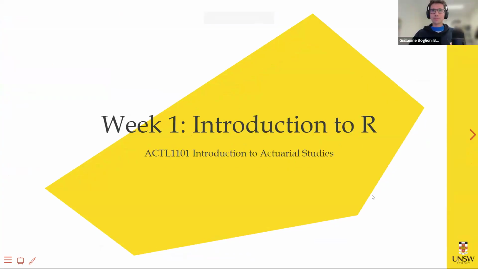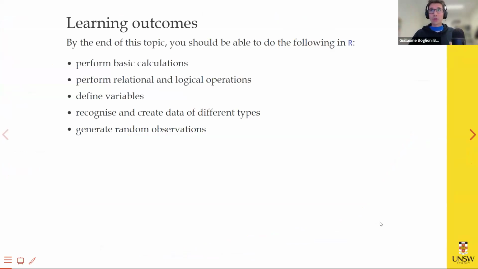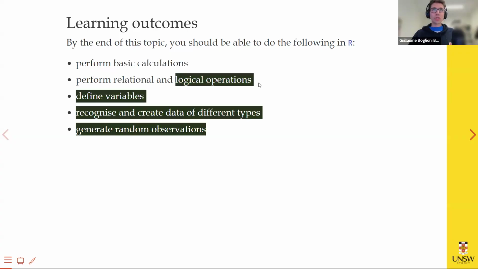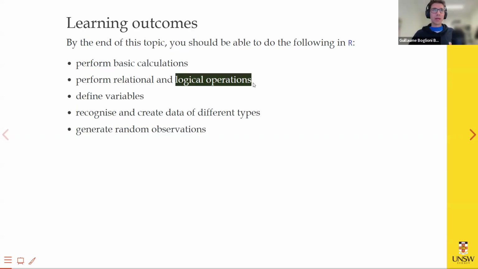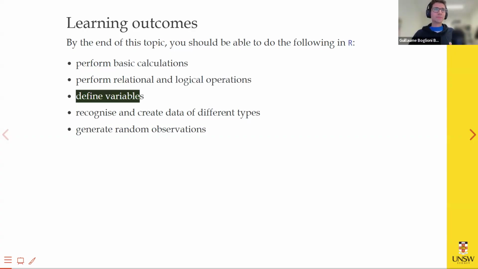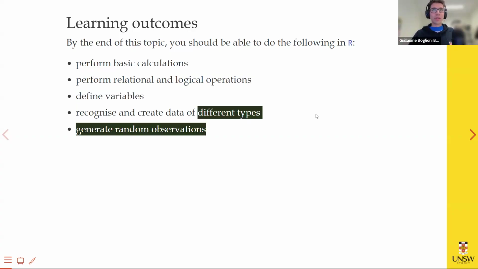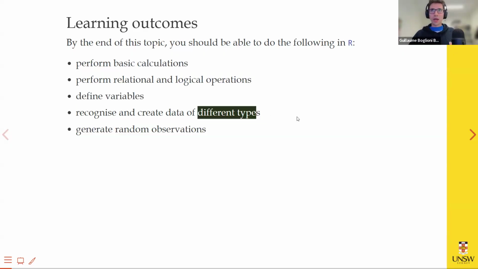Introduction to R. The learning outcomes for today. By the end of the topic, you should be able to do the following in R: perform basic calculations, perform relational and logical operations. Obviously, we're going to explain what we mean by that. Define some variables. Variables are objects in R, which we're going to cover. Recognize and create data of different types. Yes, we're going to see that in R, your data can be stored as different types, numeric, character, and so on. We're going to explain all of that.